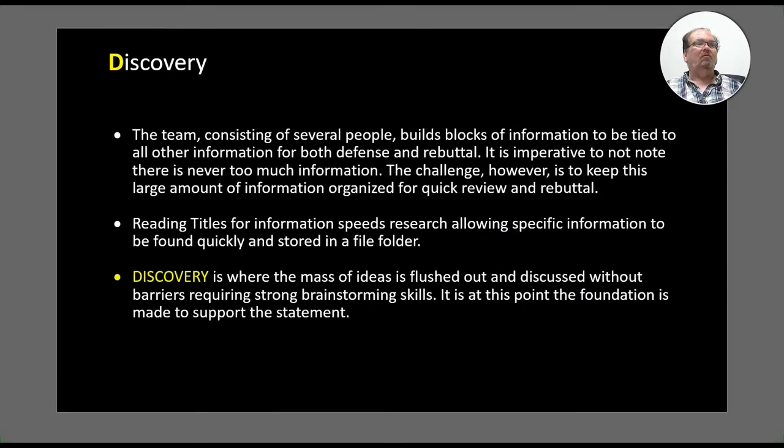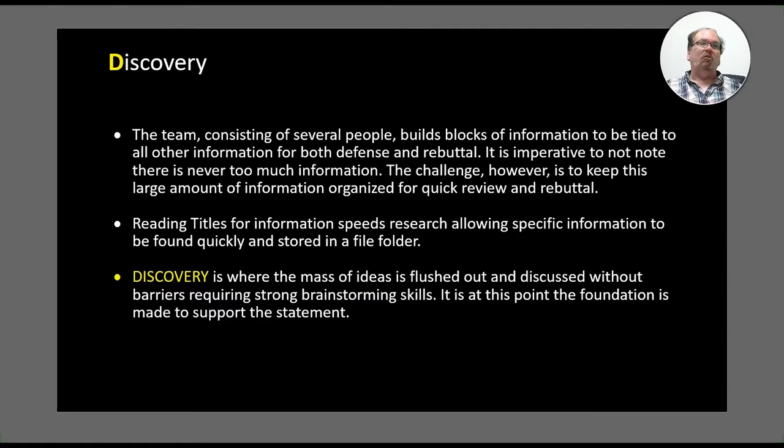The team consists of several people. That's why it's a team, and you build blocks of information to tie everything together, not only for defense, but also for rebuttal. You need to respond. You disagree, and you need to have some evidence of why you disagree. What kind of support do you have for disagreeing? Just to be disagreeable means that you're not a nice person, but to disagree with some support, now that has some power.